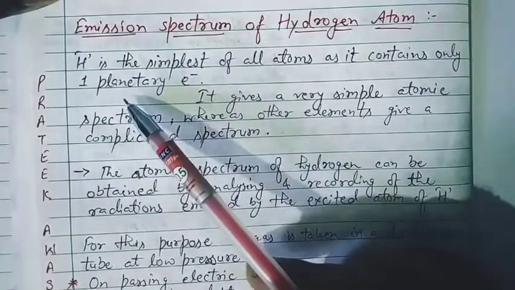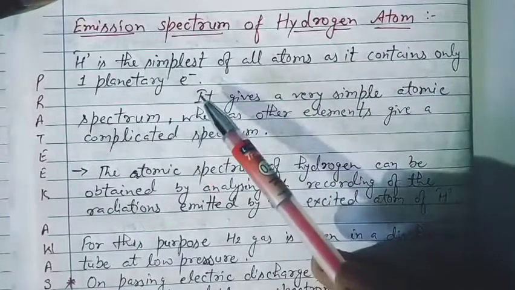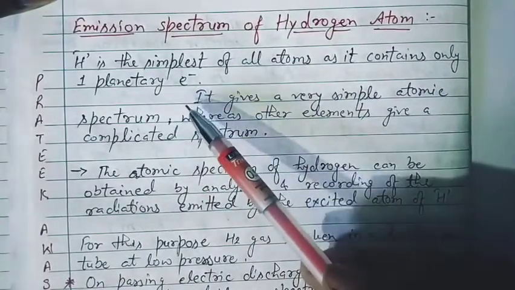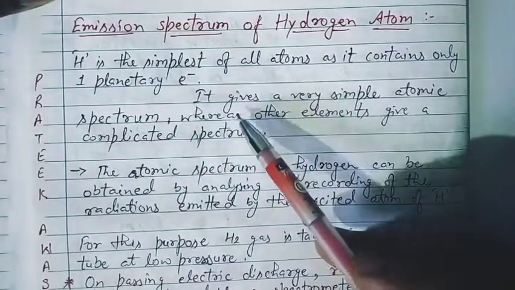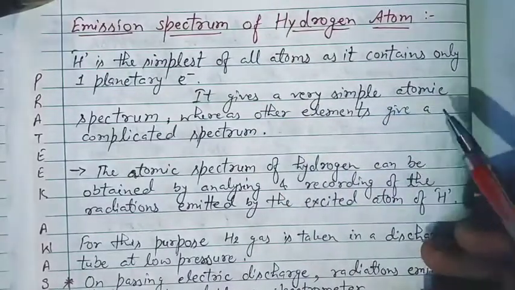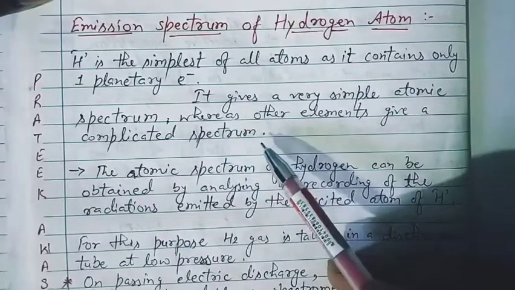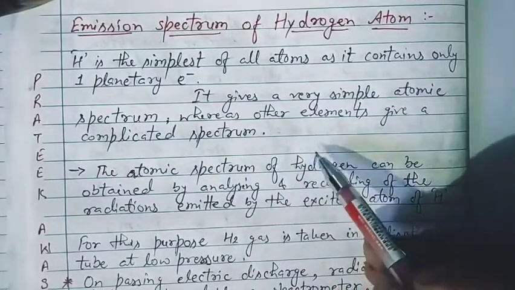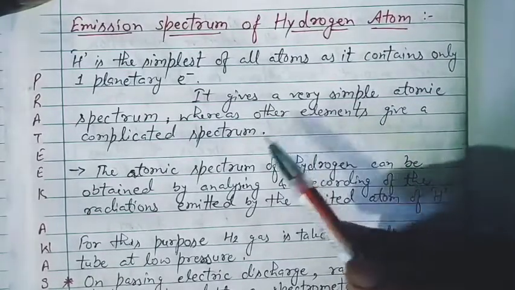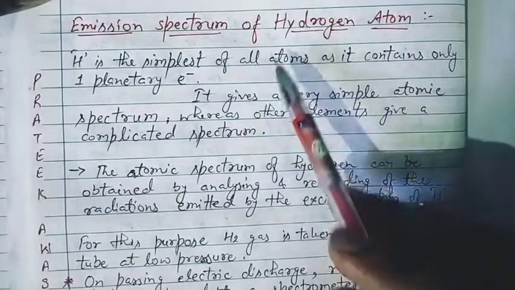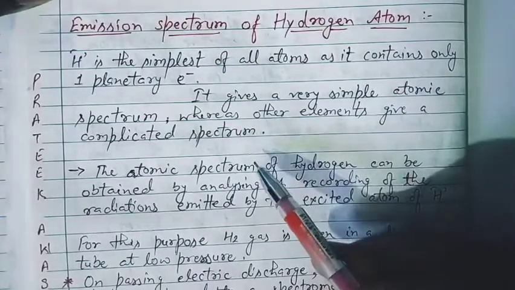Hydrogen is the simplest of all atoms, as we know, because it contains only one planetary electron. Planetary electron means like the planets revolve around the sun, so there is only one electron revolving around the nucleus in the hydrogen atom. It gives a very simple atomic spectrum, whereas other elements give a complicated spectrum. In other elements there are more orbits and more electrons, so they are more complicated than hydrogen. So hydrogen is a very important element to study the atomic spectrum of the elements.